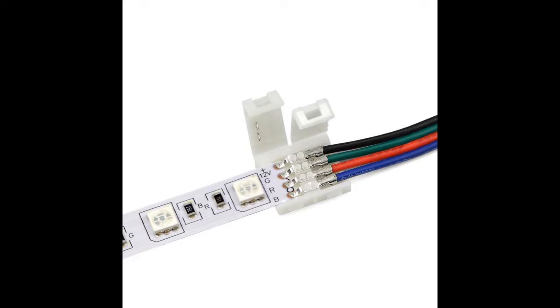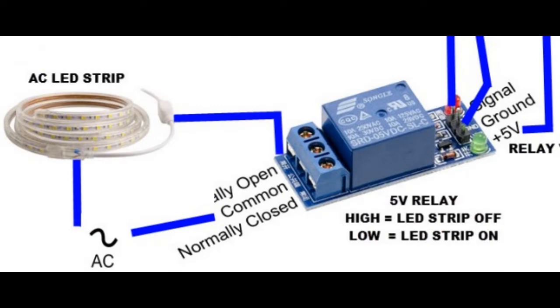The LED strip contains 4 pins. 1 pin for red, 1 pin for green, 1 pin for blue, which is nothing but RGB, and a ground pin. We need a small step-down transformer along with a relay to control it.